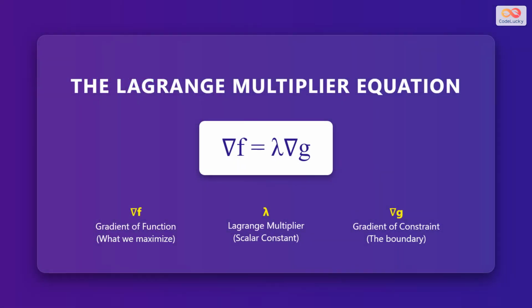This leads us to the famous Lagrange multiplier equation. Del f equals lambda times del g. Here, lambda is just a scaling factor, a number that stretches or shrinks the gradient of g to match the gradient of f. This single elegant equation encapsulates the entire geometric argument we just saw.